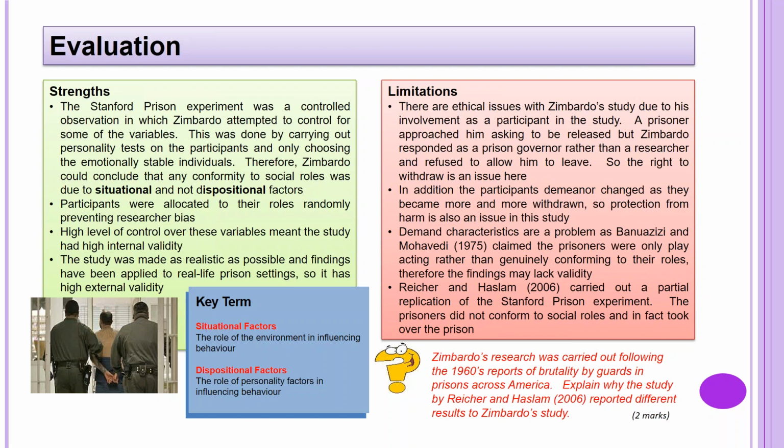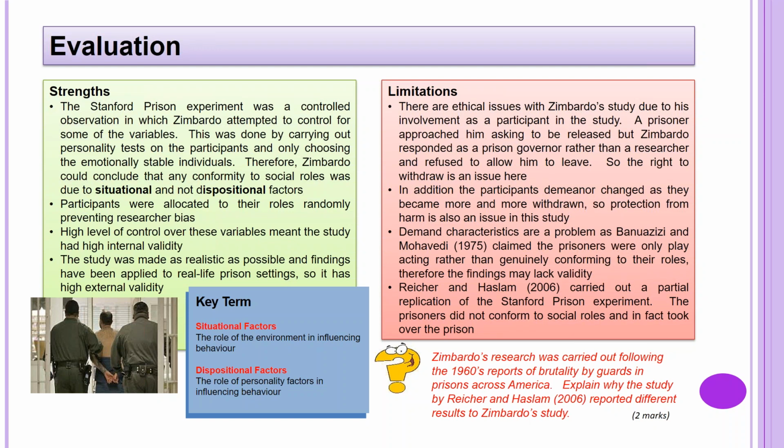There are clear ethical issues with Zimbardo's study due to his involvement as a participant in the study. A prisoner approached him asking to be released, but Zimbardo responded as a prison governor rather than a researcher and refused to allow him to leave. So the right to withdraw is an issue here. In addition, the participants' demeanour changed as they became more and more withdrawn, so protection from harm is also an issue in this study.